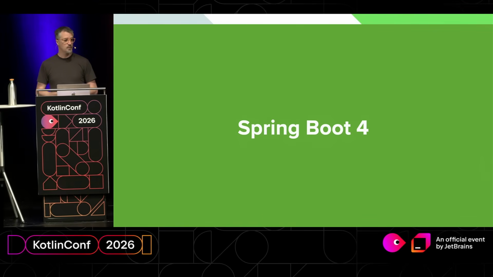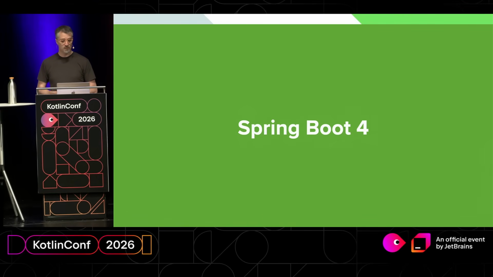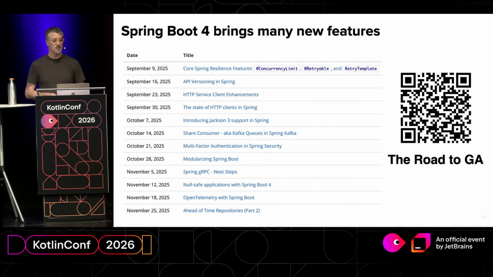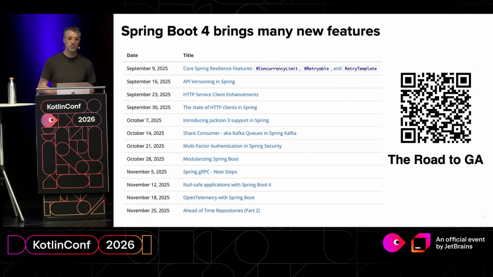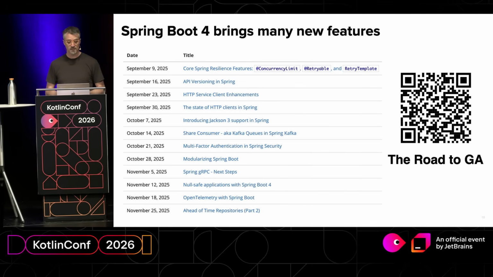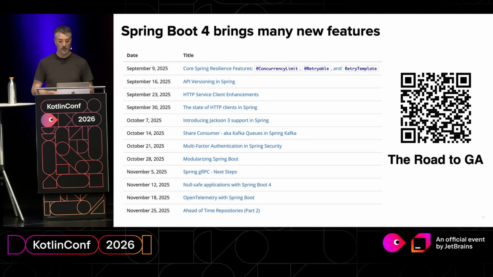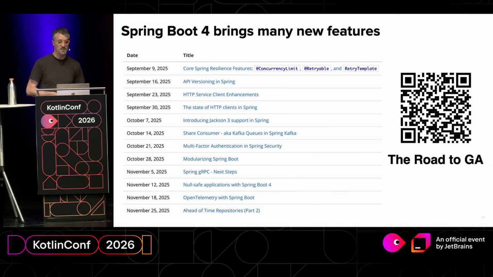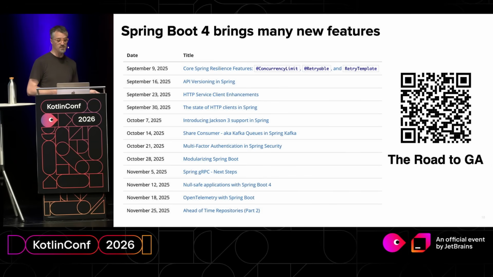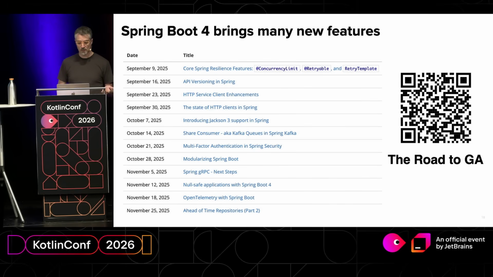We released Spring Boot 4 a few months ago, which is the new generation. It brings many new features. We have been publishing this Road to GA blog post that basically summarizes the biggest features. So the core resilience features like retry, API versioning in Spring MVC and WebFlux, HTTP client enhancements, etc.